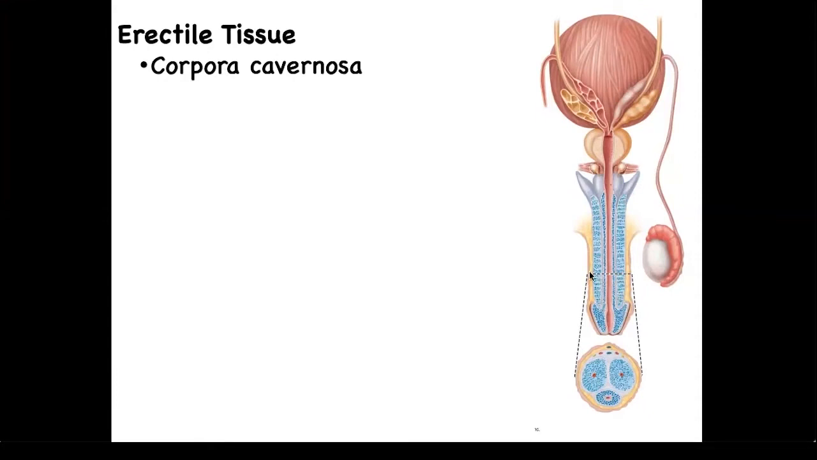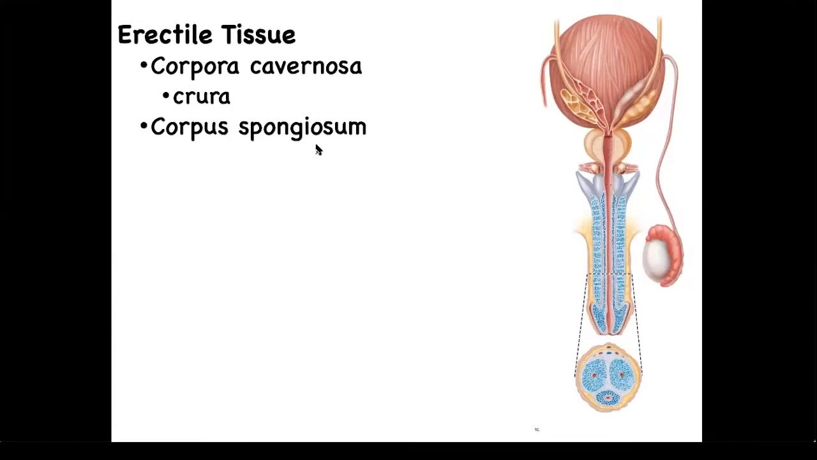If you take a cross section of the penis, you can see a corpus cavernosum here and another one here. These are the two columns of erectile tissue primarily responsible for erection. The corpora cavernosa begin at these areas here called the crura, or crus for singular. These are in the proximal end of the corpora cavernosa, located within the root of the penis.